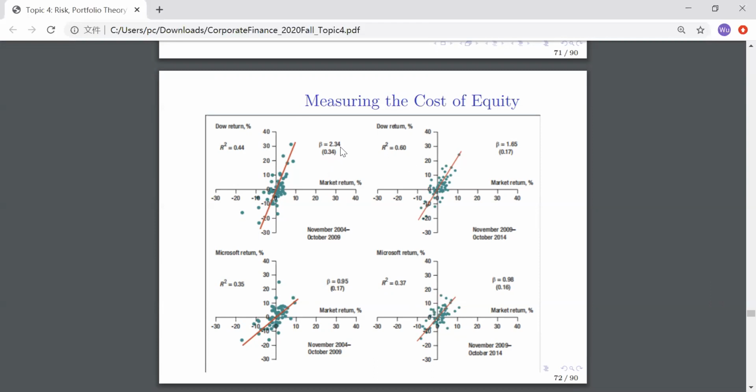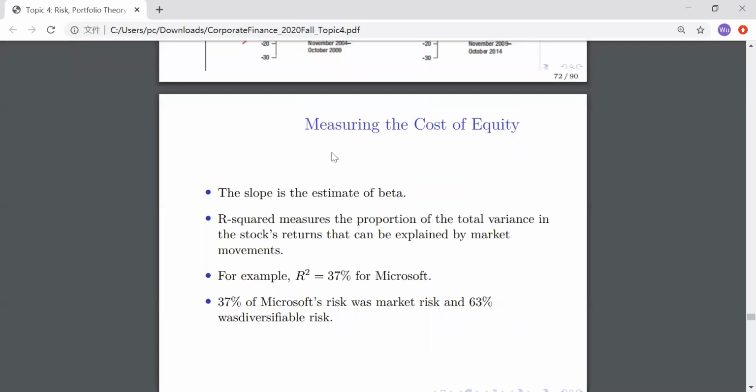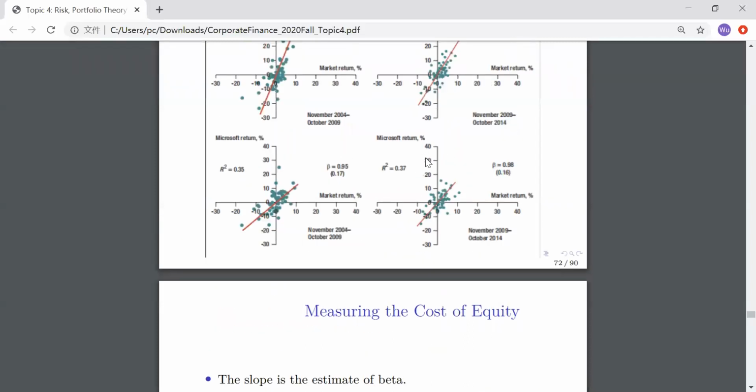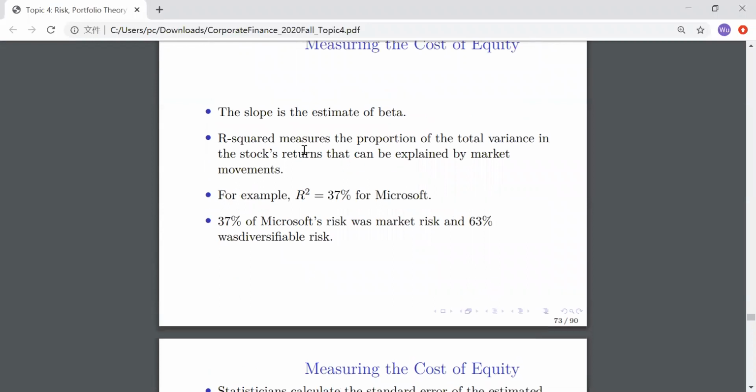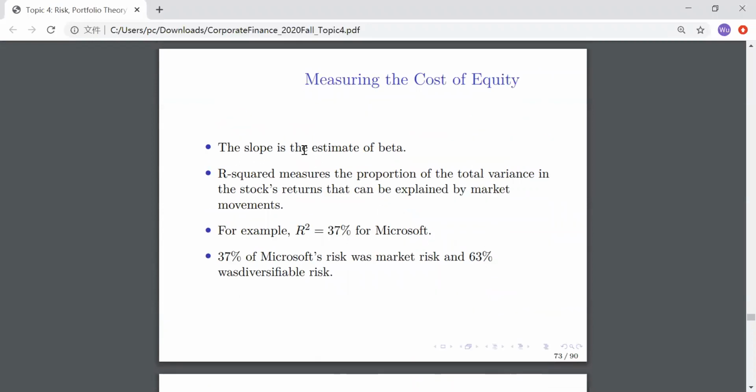And then we also have the beta estimate, that is 2.34, beta estimate 1.65, right? In the parentheses, there are standard errors, which is a measure of how good the CAPM model is. How do we do it statistically? I will explain next time, but just keep that in mind for a second. The slope is the estimate of beta, right? So there's a difference here. When we explain the theoretical idea, we say expected return-beta relationship. When we estimate beta, we need to estimate the relation between individual risk premium and the market risk premium. The slope is the beta. And the R square here measures the proportion of the total variance that can be explained by market movements, right? So this is the idea.